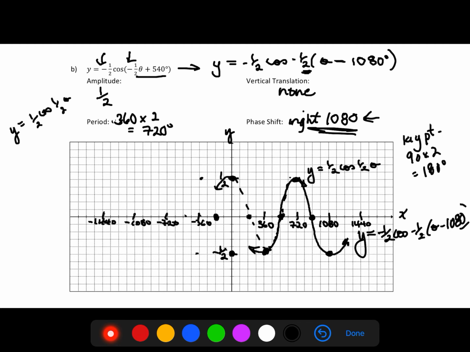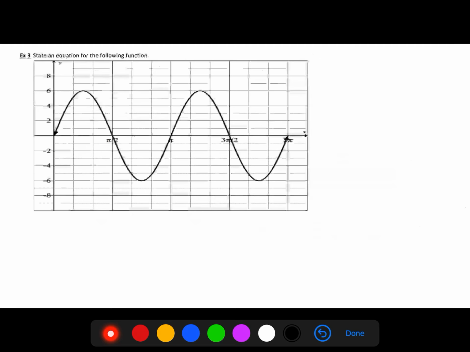And we have our graph of y equals -1/2 cos -1/2 theta minus 1080. Okay, so there's a lot of work here to figure out exactly where the points are going. I would go in shifts, first of all doing your stretches and compressions, and then you can use your translations and reflections.